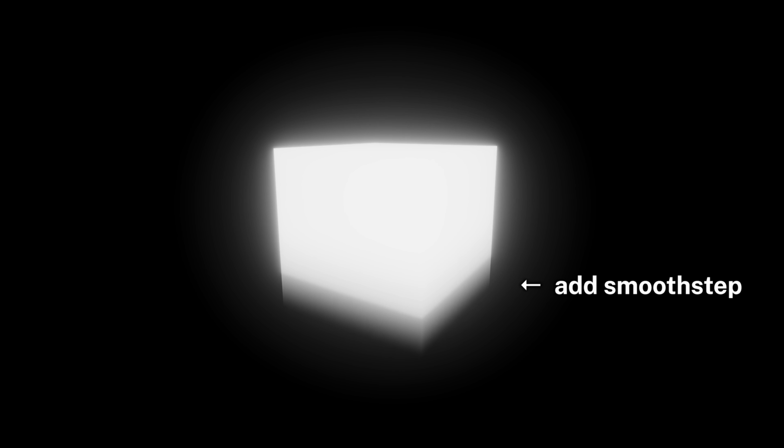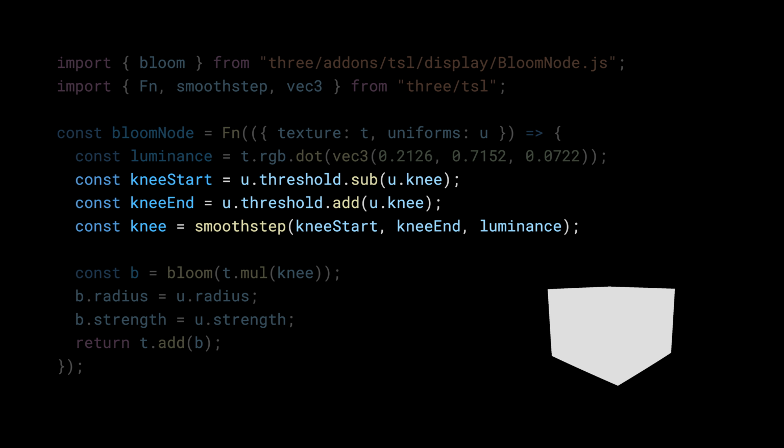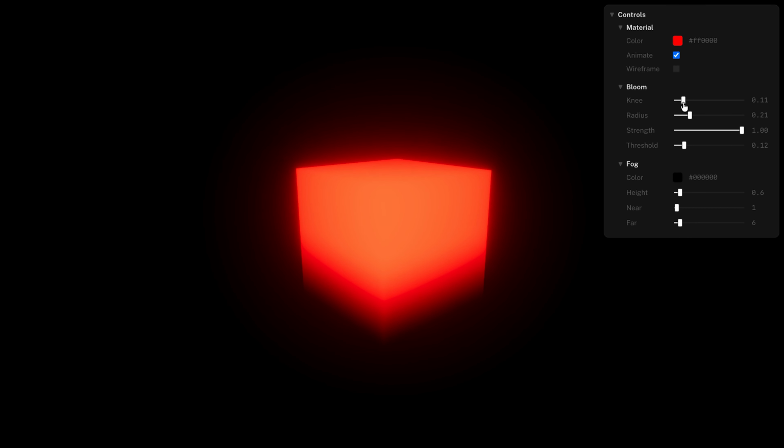So we pass in our 3 parameters, the knee start, knee end, and luminance, to generate a mask which is a softer version of our luminance texture. If we multiply our original texture by this new soft mask and pass it to the Three.js bloom node, that's how we can get our soft bloom.